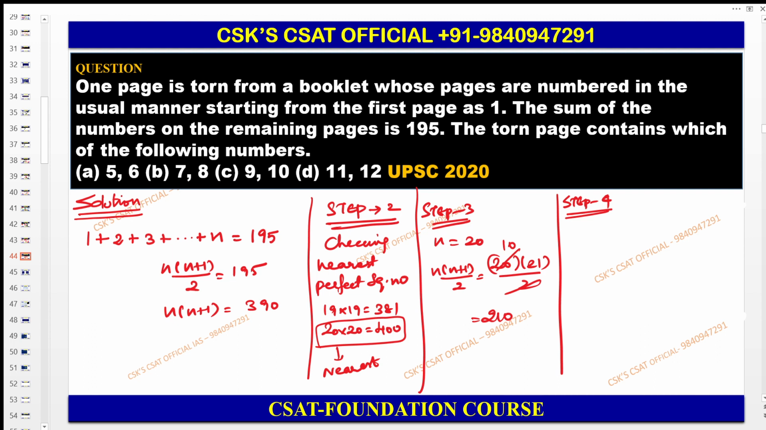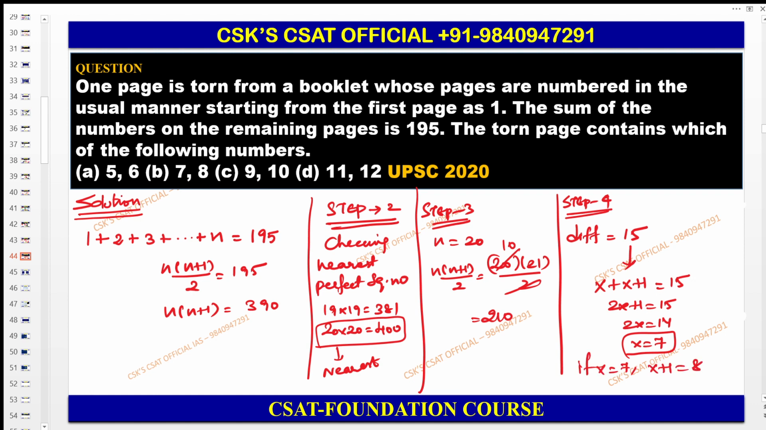What is the difference here? The difference is equal to 15. This 15 is nothing but 2x plus 1, so 2x plus 1 is equal to 15. Then 2x is equal to 14, x is equal to 7. If x is equal to 7, x plus 1 is equal to 8. Therefore 7, 8. So, is it clear how to do this kind of problems?